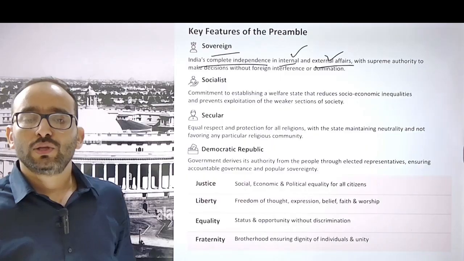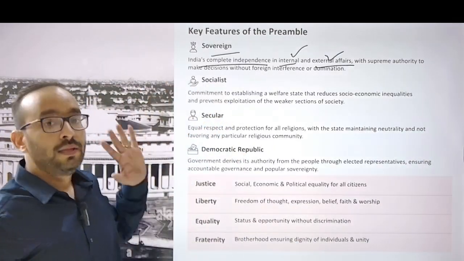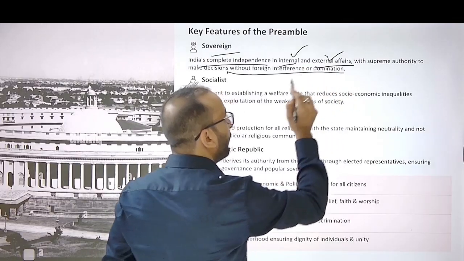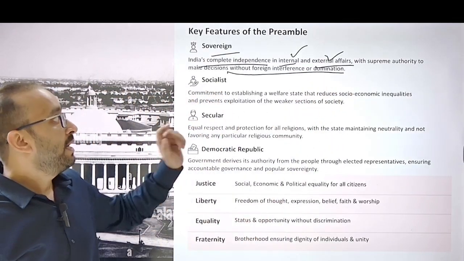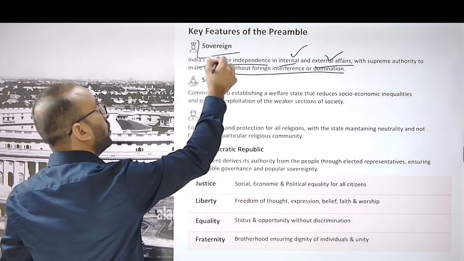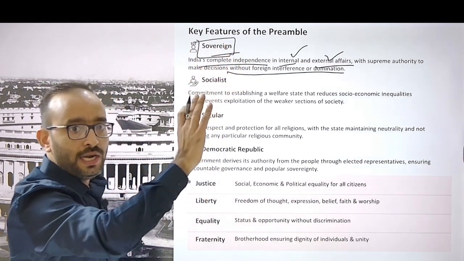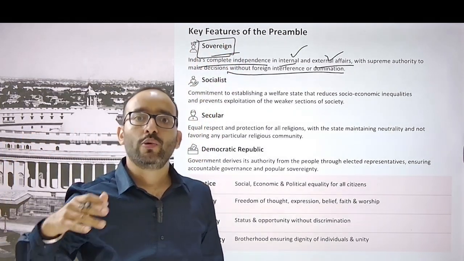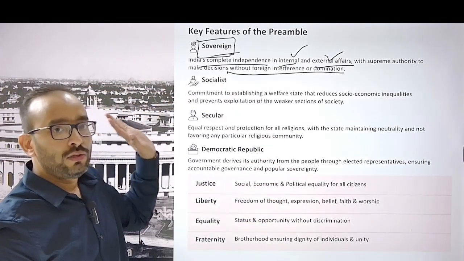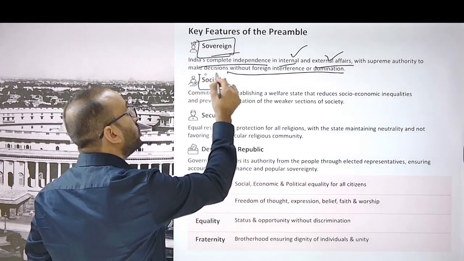There will be no other supreme authority other than the people of India and the constitution. There will be no foreign interference or domination in the matters, whether internal or external, of India. So India is a sovereign country. Now we got independence. There will be no subjugation to any foreign power or any crown or any other authority. Sovereign. Then India is a socialist.